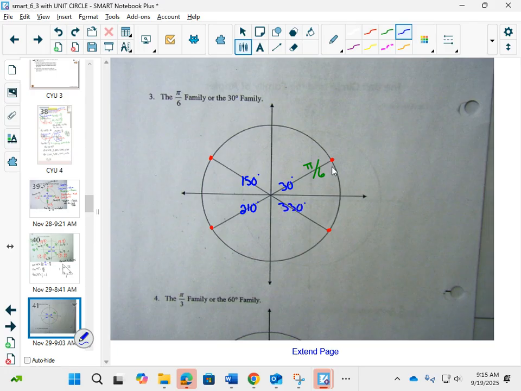Check your degrees. How did you do? All of those have a reference angle of 30 degrees. Five pi over 6, 7 pi over 6, and 11 pi over 6.